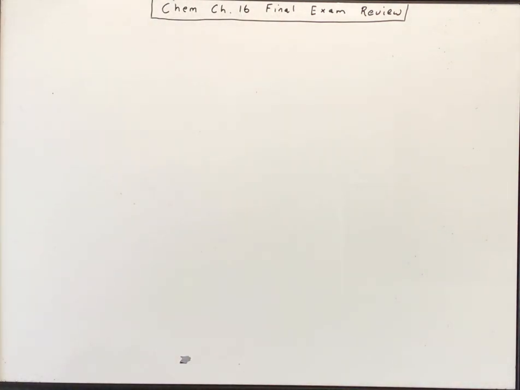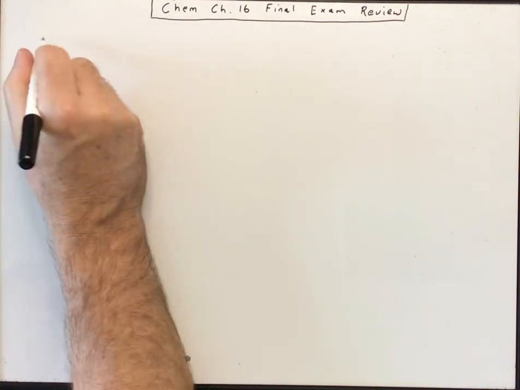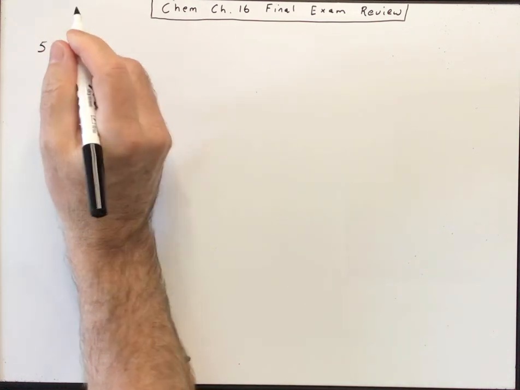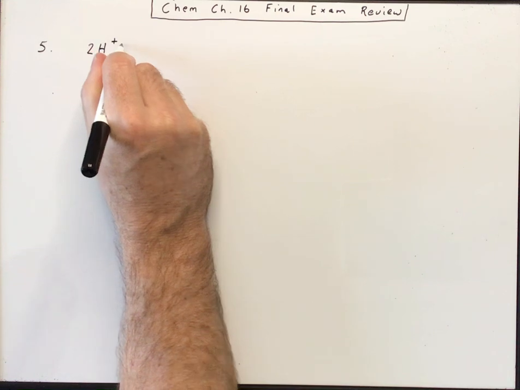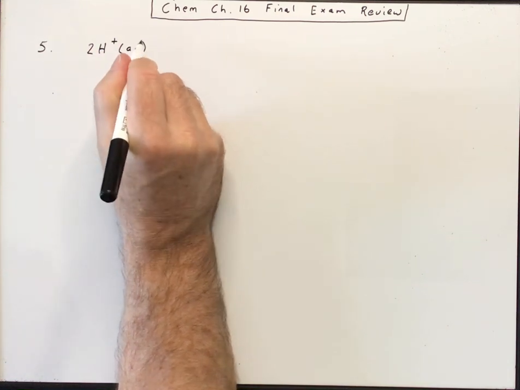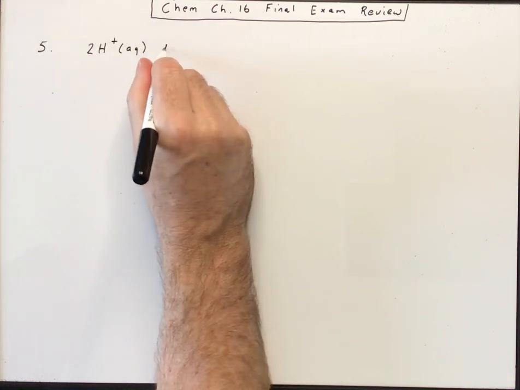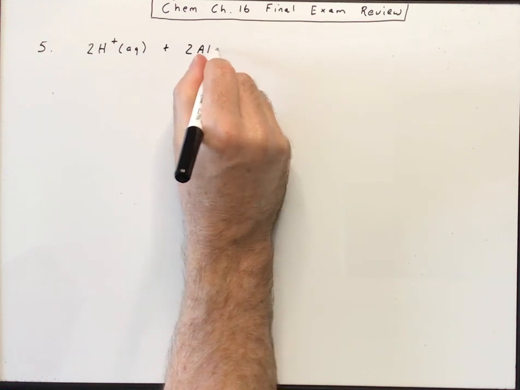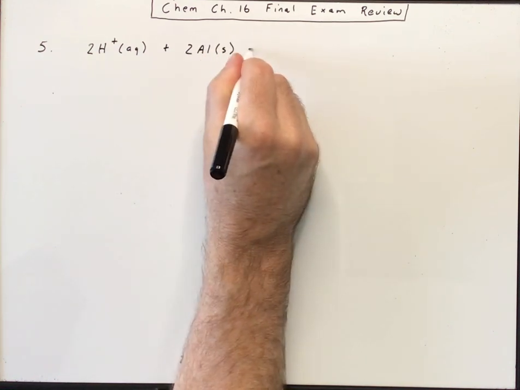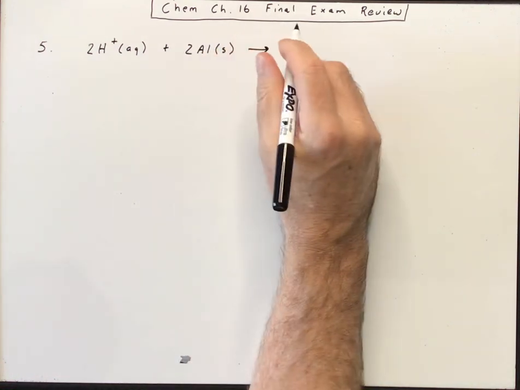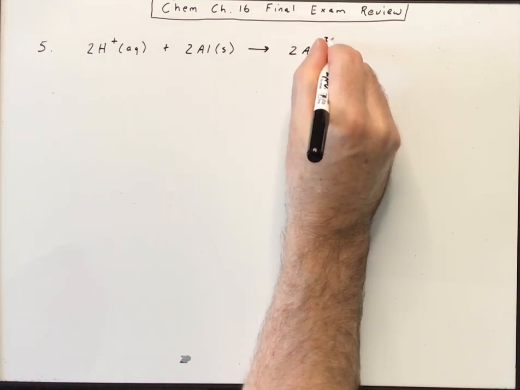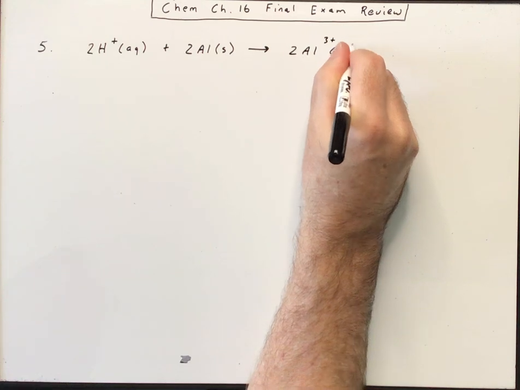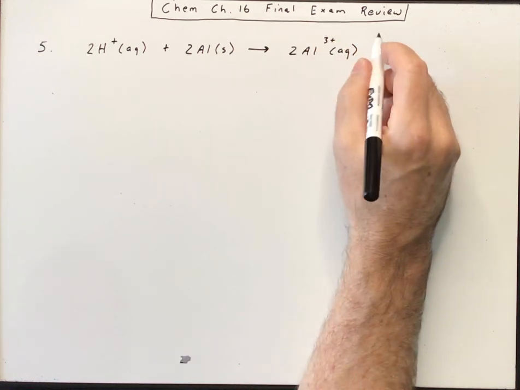So number 5, we want to draw and label a galvanic cell. And we have 2H plus. We do need the phases. Plus 2Al, that yields 2Al3 plus, plus 6 Cl minus.